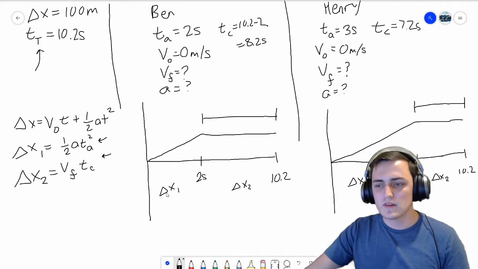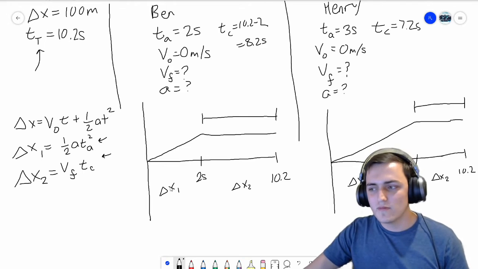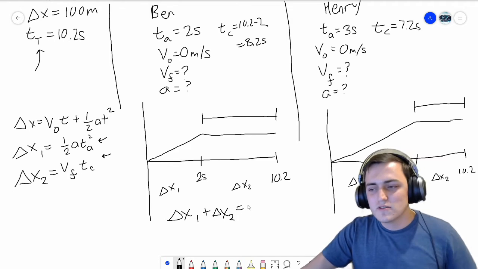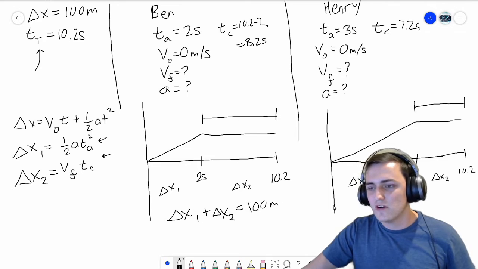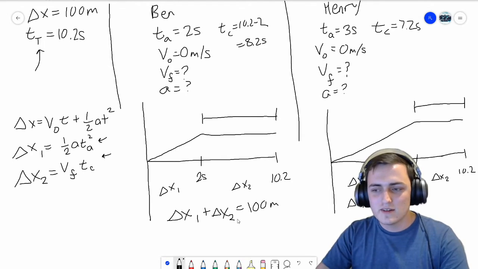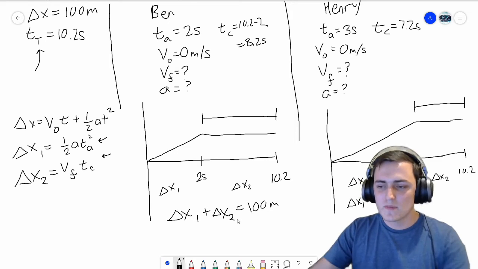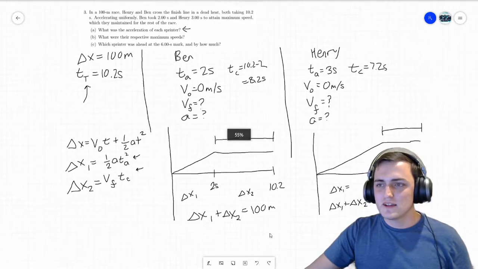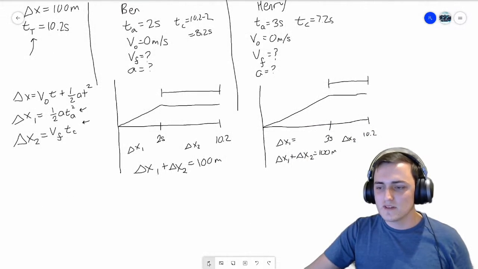All right, so we know that both of their total displacements, delta x1 plus delta x2, what is that equal to? It's equal to 100 meters, because they both travel 100 meters. This equation is true for both sprinters. Now, they are both equal to 100 meters, so we can actually set both of their delta x1 plus delta x2 equal to each other. We just have to be careful that we don't mix up any of their variables. So let's zoom out a little bit so we can see a little more.